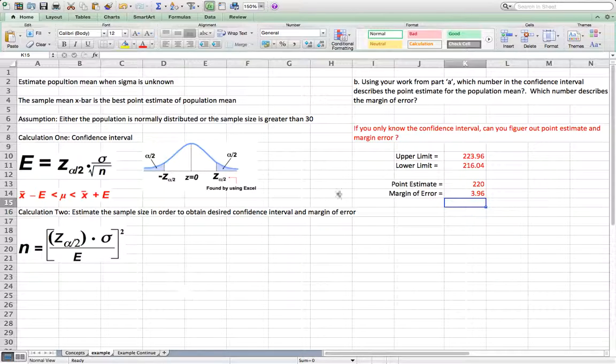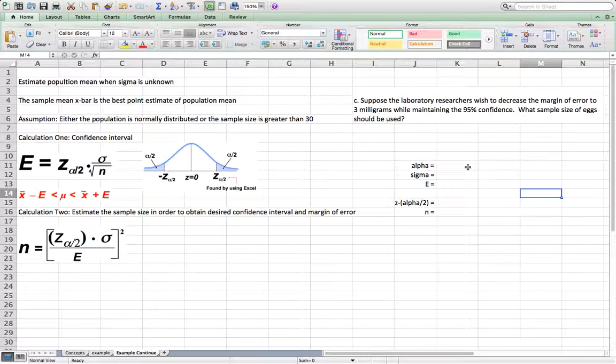Okay, this basically tells students that if we only give you the confidence interval, you need to be able to figure out the point estimate and the margin of error. The key concept is that the point estimate is in the center of the confidence interval, and the margin of error is half of the confidence interval's length.